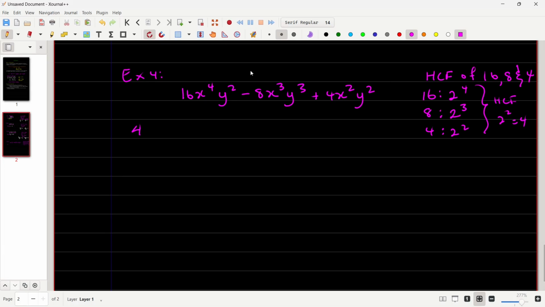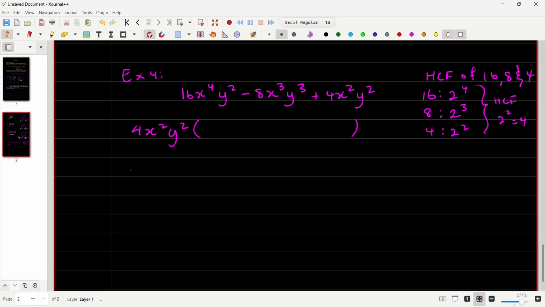Then I observe the x's. So x4, x3, x2. x2 is the lowest, so put x2 here. Then we have y2, y3, y2. y2 is the lowest, so we put y2 here. And then brackets, and then each one of these needs to be divided.